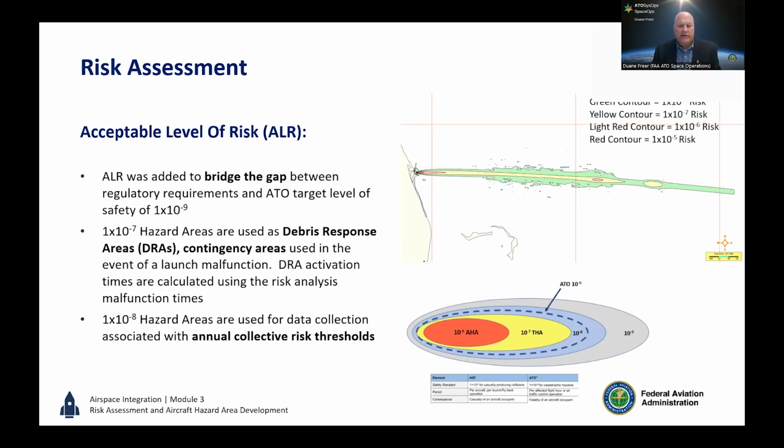We monitor the number of aircraft that go through that area, and we manage that as part of a collective risk assessment. We currently limit, in any 12-month period, the number of aircraft that can proceed through that green area or the yellow areas to 6,412. And that was all part of the risk assessment that was performed when we developed acceptable level of risk.